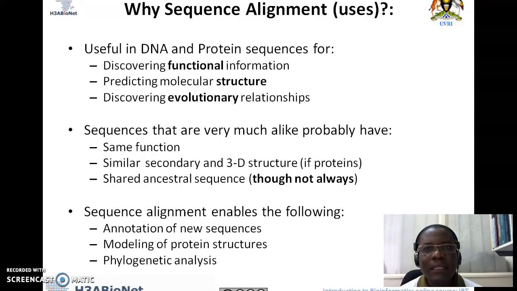Why do sequence alignment? Well, for various reasons. It's done to predict the function of a protein or a gene. It's done to predict the molecular structure. It can be done as a first step for phylogenetic analysis during analysis of evolutionary relationships. Sequences that are very much alike probably have the same function. They have similar secondary and tertiary structure if they happen to be proteins, and shared ancestral sequence, though not always. Sequence alignment enables the following: annotation of new sequences, modeling of protein structures, and phylogenetic analysis.